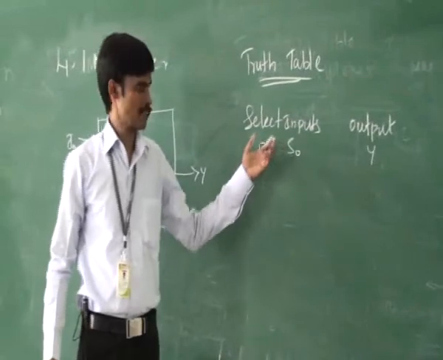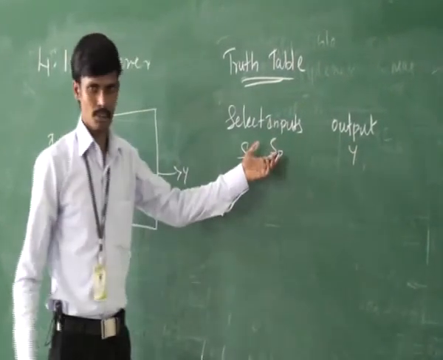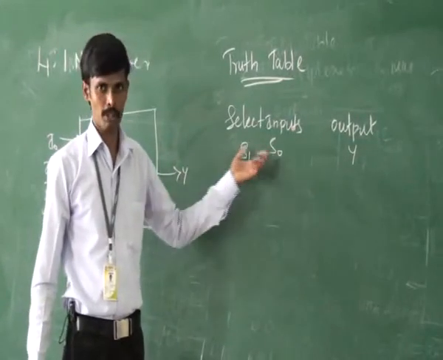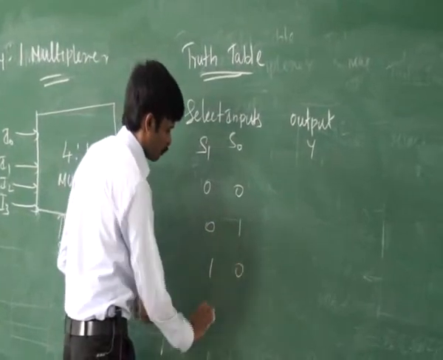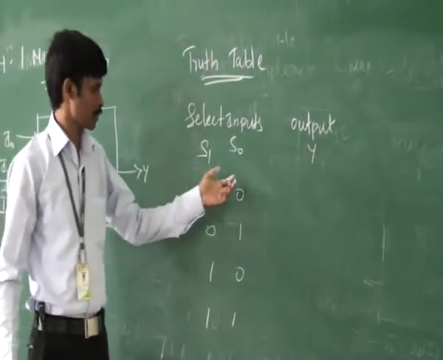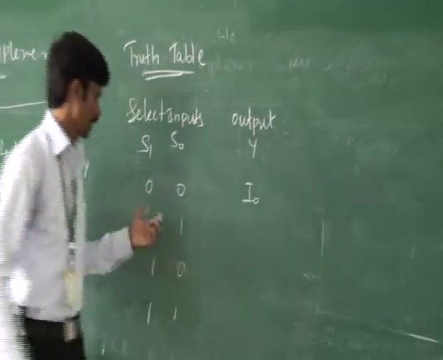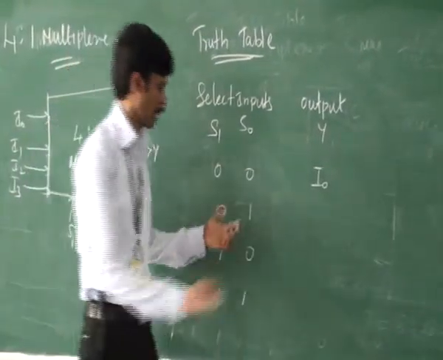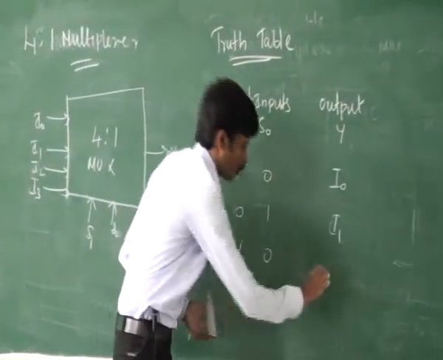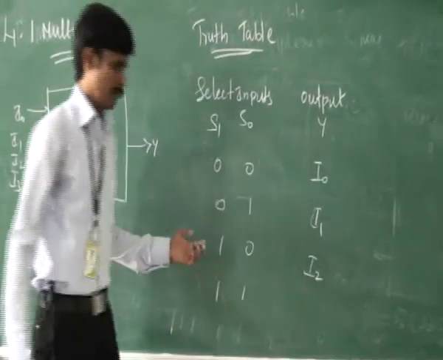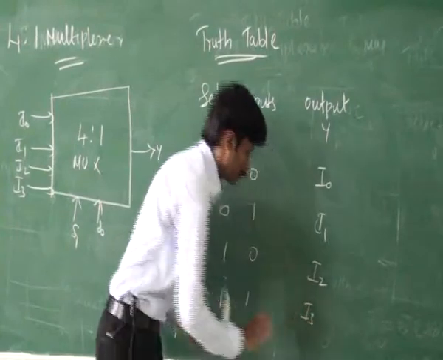Here S0, S1 represent select inputs and Y represents output. Here we have two selection inputs, so there are 4 possible combinations: 0 0, 0 1, 1 0, 1 1. When the select inputs are 0 0, the output will be I0. When the select inputs are 0 1, the output will be I1. When the select inputs are 1 0, the output will be I2. When the select inputs are 1 1, the output will be I3.